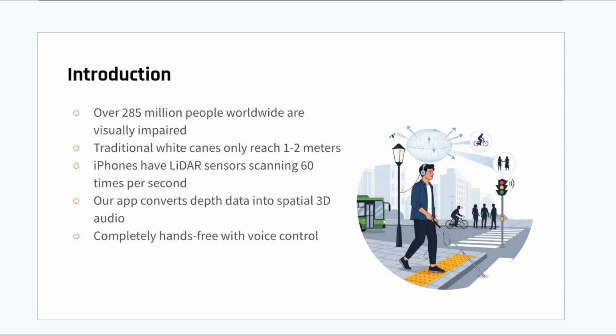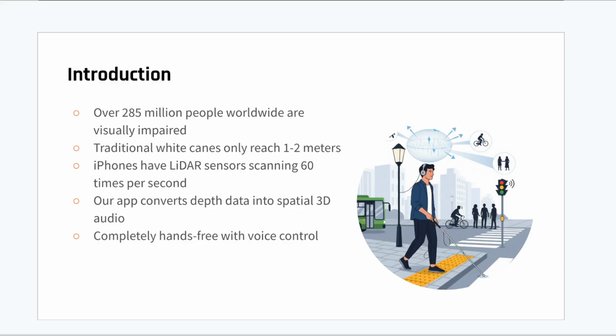Over 285 million people worldwide are visually impaired, and for them, navigating everyday spaces can be dangerous. Traditional tools like white canes can only reach 1 to 2 meters ahead. So we built an app that turns your iPhone into a navigation aid.